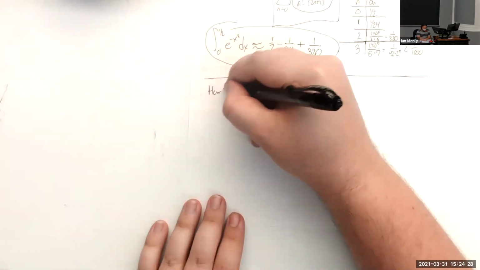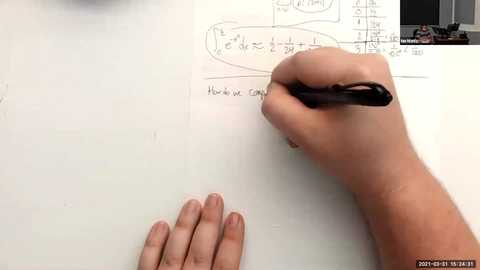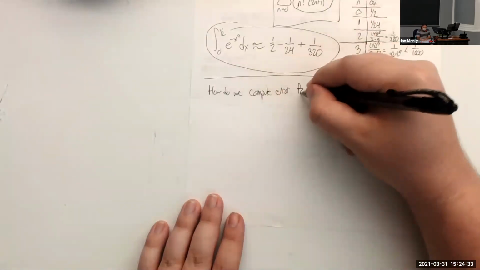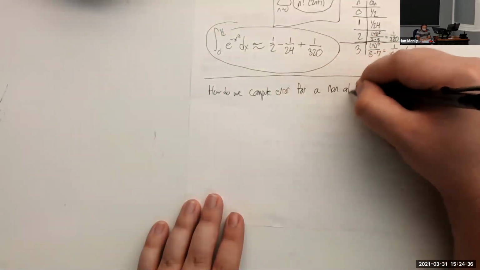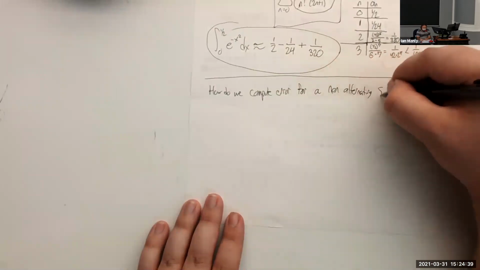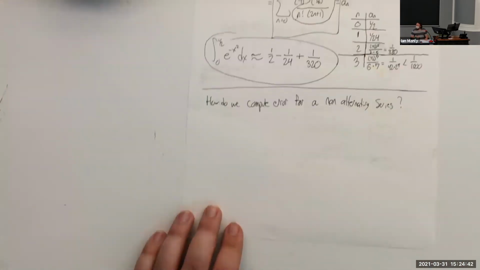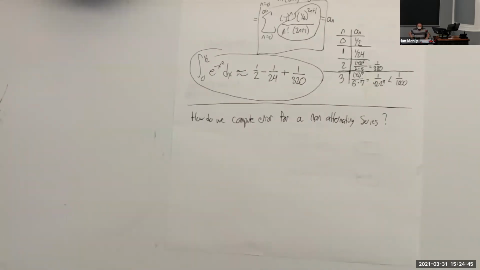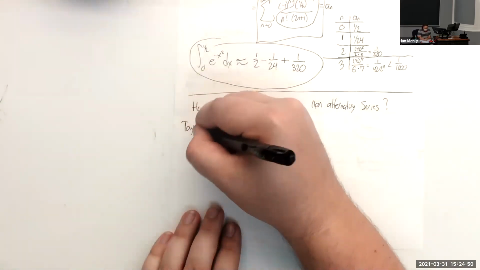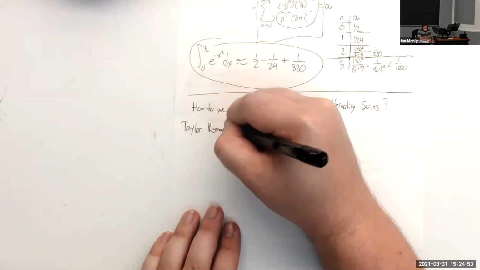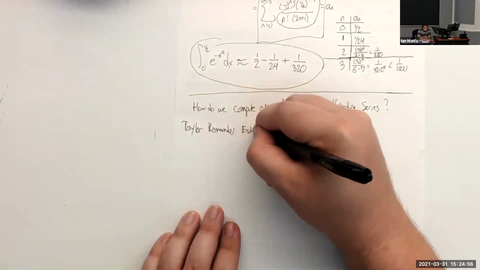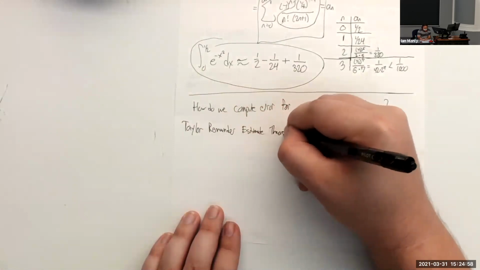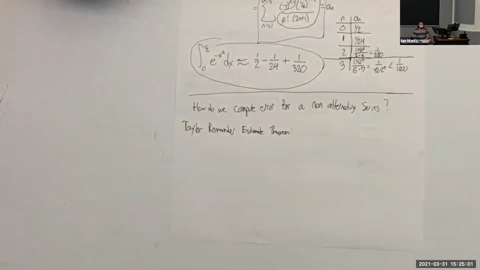Okay, so how do we compute error for a non-alternating series? Because we won't always be lucky. The series won't always be alternating here. So this is where something called the Taylor remainder estimate theorem comes in. This is going to be kind of similar to the alternating series remainder estimate, in that it gives an upper bound for our error.